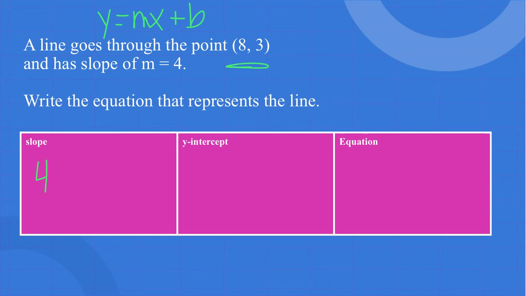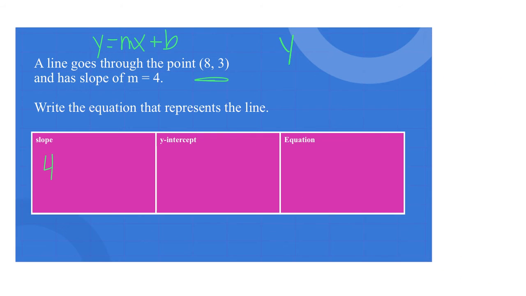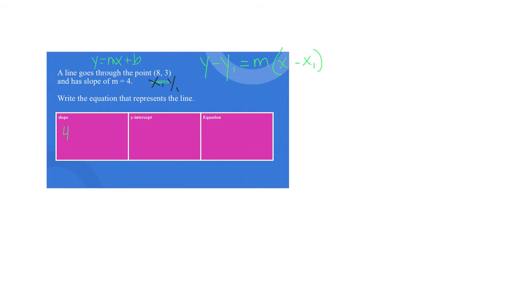But I'm given these 2 points. So let's look at this. We have an equation that actually looks like this: y minus y1 equals m times x minus x1. We have to look back at these points, and in 8, 3, the 8 would be x1 and 3 would be y1. So let's put some things in place. Now we don't know y, but I do know y1, and that is the 3 sitting over here.